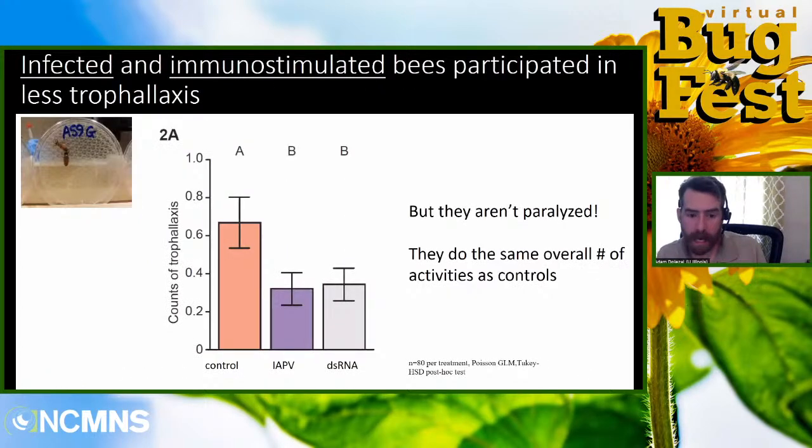And I show this graph just because it's so clear. We see that in control bees, they get a lot of the mouth-to-mouth trophallaxis sharing behavior. But if a bee is either infected or just has its immune system stimulated, they experience about half as much. So a really huge reduction in how much the bee in a dish with them wants to share food, wants to touch them. So we see this very strong response that infected bees, no thanks.